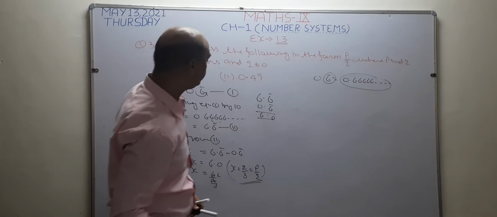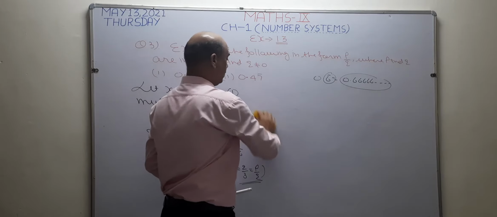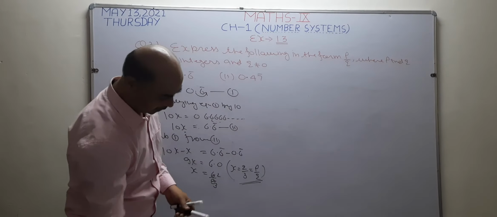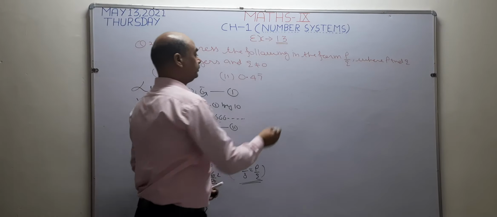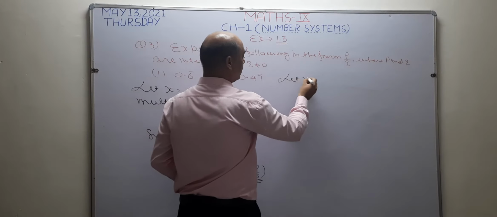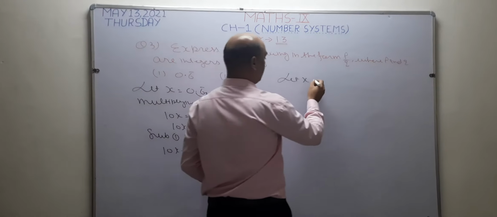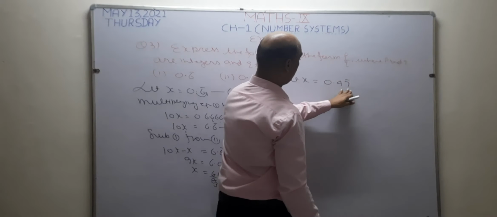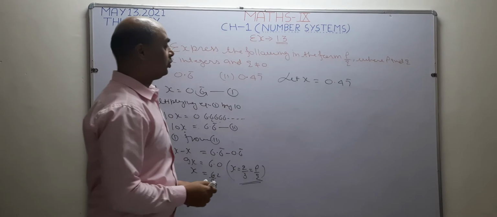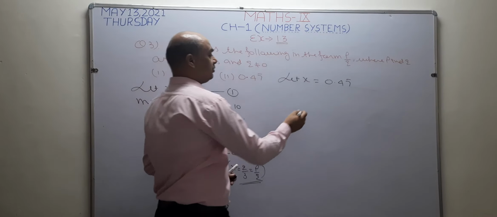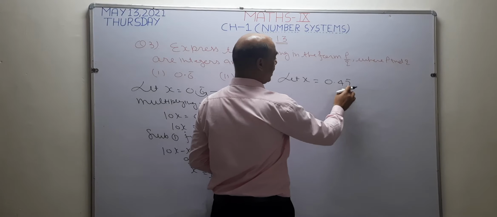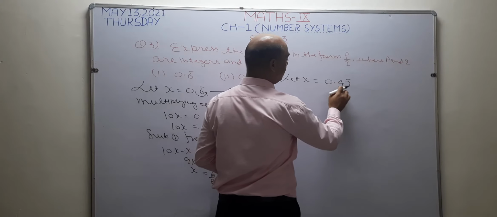See, what is given? In this question, it is given 0.47 bar. I take it equal to x. So I write here, let this given number be equal to x. Now I want to follow my 3 rules. According to the rule, I want to take this decimal in front of the bar digit. The bar digit is 7. I want to take this decimal from this place to this place.